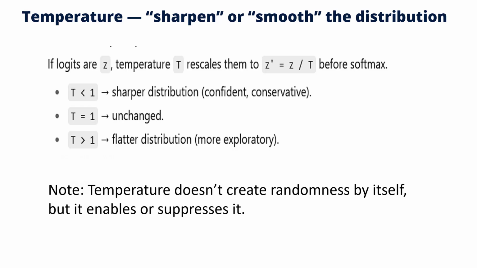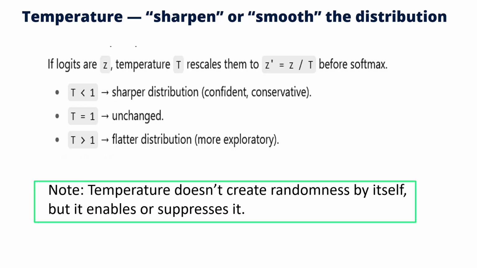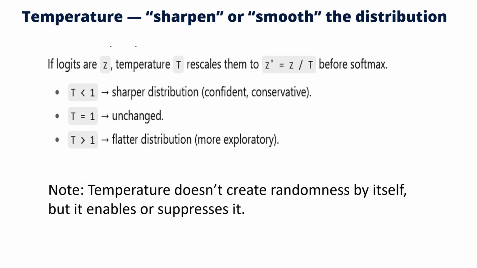More temperature leads to more creativity and thus more diverse responses. However, note that temperature doesn't create randomness by itself. It enables or suppresses it. If you sample from the distribution, higher T increases variation. If you don't sample, the output is deterministic regardless of temperature.